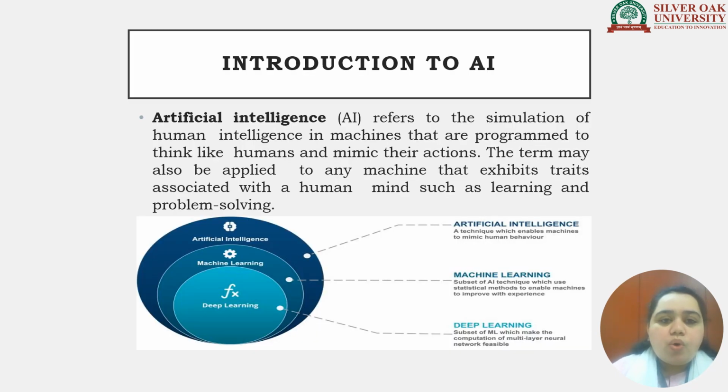Talking about what is AI. AI is a broader concept mimicking human intelligence. ML is a subset of AI that learns patterns from data, and DL is a subset of machine learning using neural networks for complex tasks. We can also say that when we try to incorporate human brain or human intelligence in a machine, it is known as artificial intelligence.